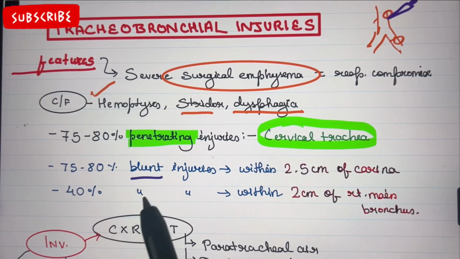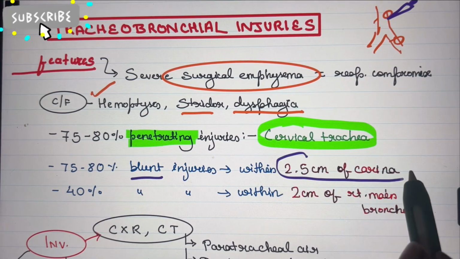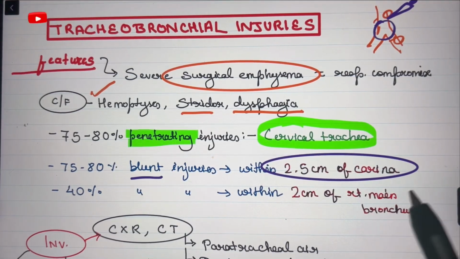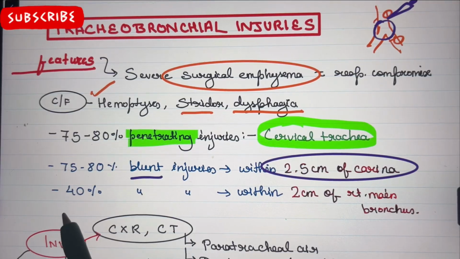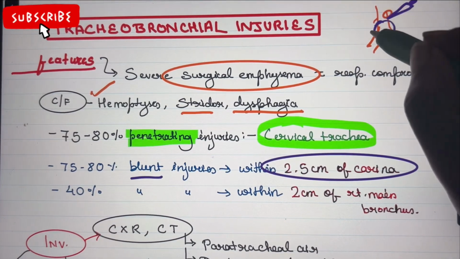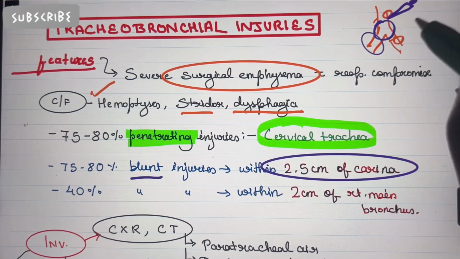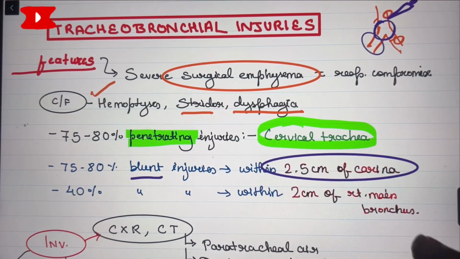In cases of blunt injury, 75 to 80% is generally within 2.5 centimeters of the carina of the trachea. This is the carina of the trachea. And 40% of blunt injuries generally happen towards the right bronchus, within 2 centimeters of the main right bronchus. These are the common sites of tracheobronchial injury.